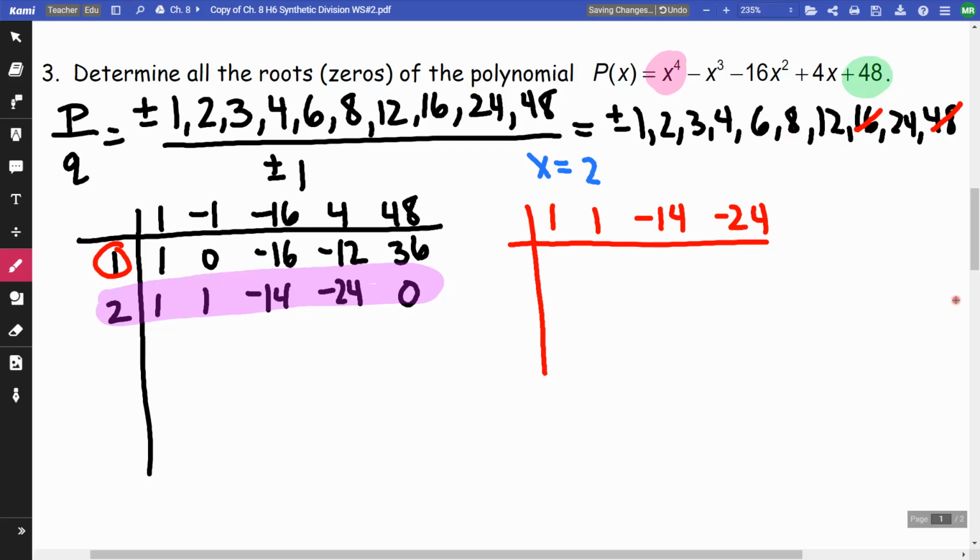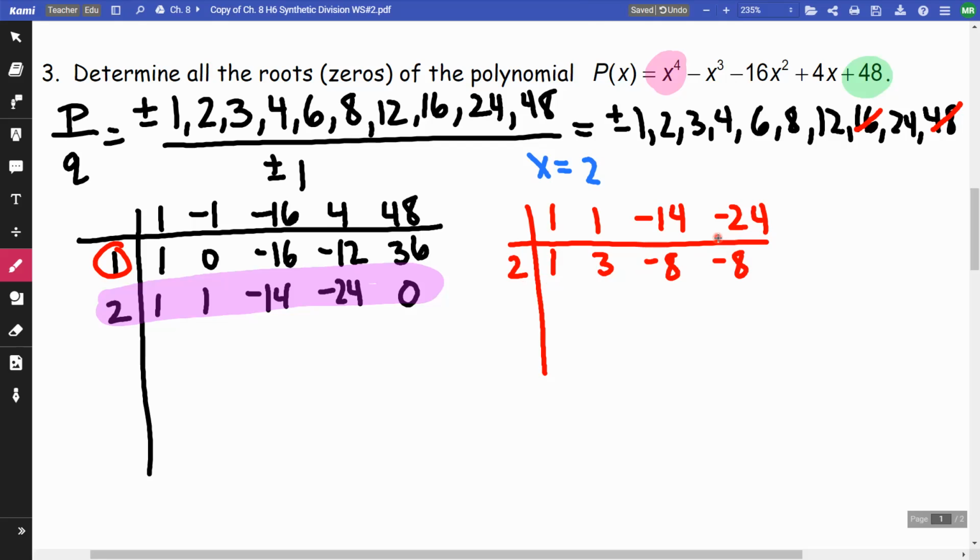Now 2 worked before, so it could work again. I'll just try it and see what happens. Bring down a 1. 1 times 2 is 2, I add it, I get a 3. 3 times 2 is 6, I add it, I get -8. -8 times 2 is -16, and I end up getting a -8.